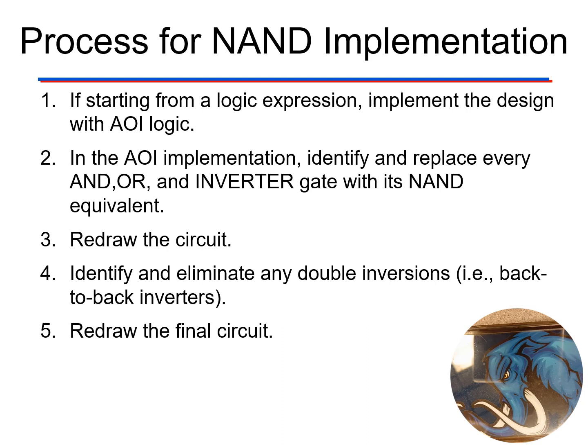Basically, you're going to take your circuit that you've already made, that you've already figured out, your AOI circuit, meaning you're using ANDs, ORs, and inverters. You're going to replace all the ANDs with NAND equivalents, all the ORs with NAND equivalents, and all the inverters with NAND equivalents, and then simplify. Seems like a lot of work, but the more work you do on paper, the less work you do in wiring. So that's kind of the idea.